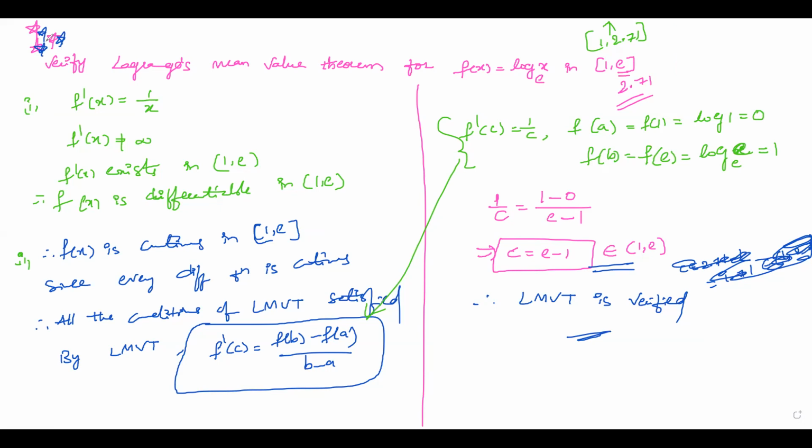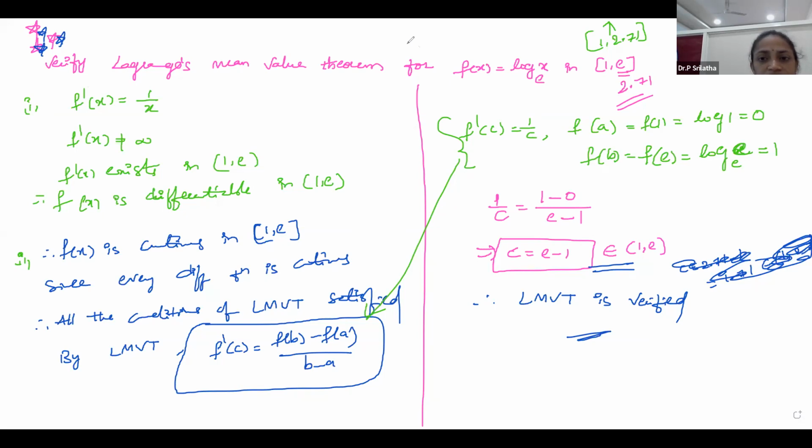Ma'am, in the same question, if the limits are different, like from 0 to 0 comma E, then it is not differentiable, so it is not verified. That is totally based on the limits. So you should focus on limits. Based on the limits, the problem will be changed.